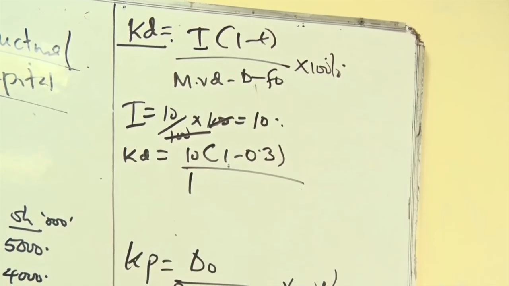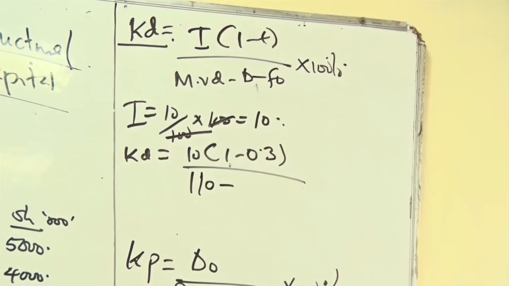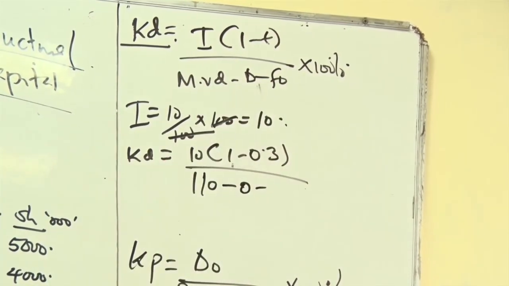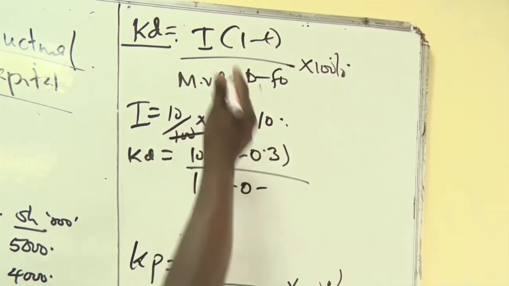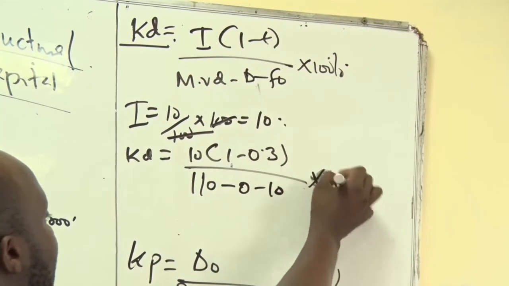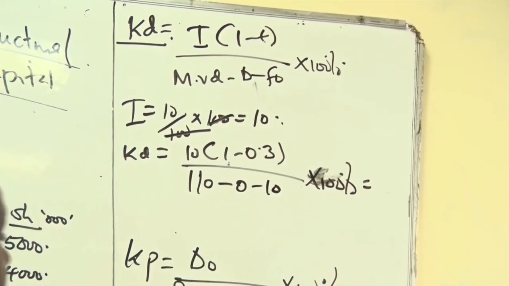My market value I can see there is 110, minus discount. Am I given the discount? Yes, from the formula we have the flotation cost, but we subtract a discount of 10. If you do that, then multiply by 100%, your end result is 7%.